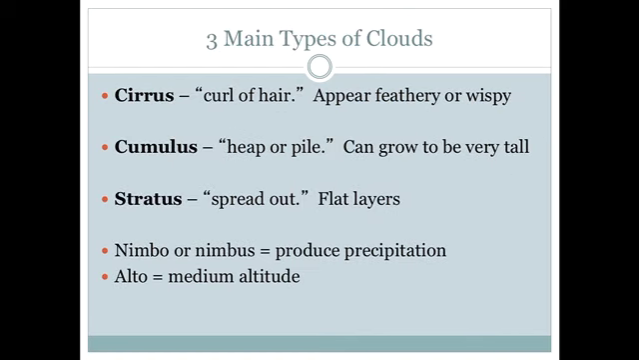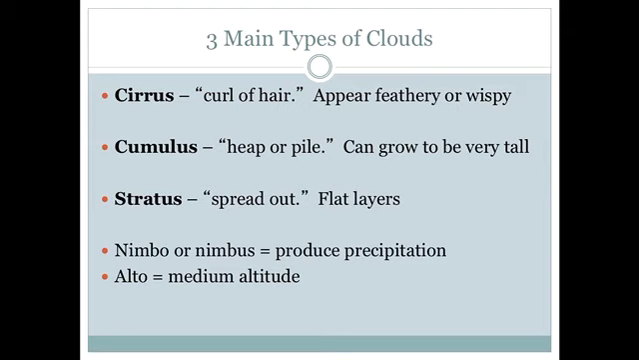The three main types of clouds include cirrus. Cirrus is Latin for curl of hair, and the description of cirrus clouds is they appear feathery or wispy, like a horse's tail or paintbrush strokes. Cumulus. Cumulus is Latin for heap or pile. These types of clouds can grow to be very tall, and sometimes they are nicknamed cotton balls or pillows. They look like that.